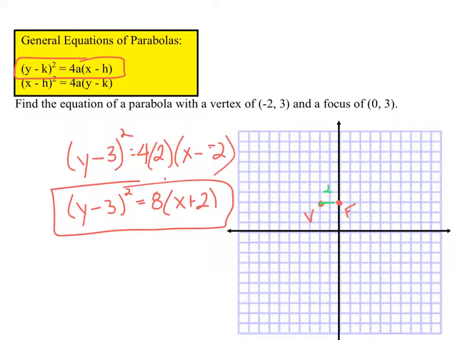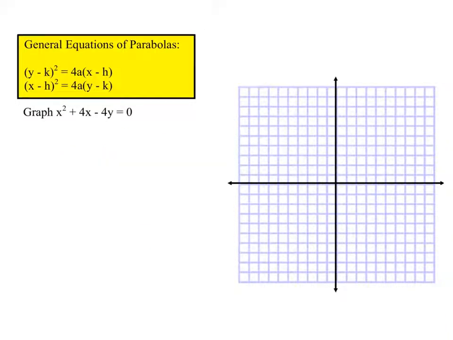One more. Graph x squared plus 4x minus 4y. So here's what we've got to do. You'll see it is an x squared, so we are going to use this one because there's no y squared in this. So I'm going to try and get the y's to the other side. Now you'll see I want to condense this down to look something like this, so I'm going to have to complete the square.